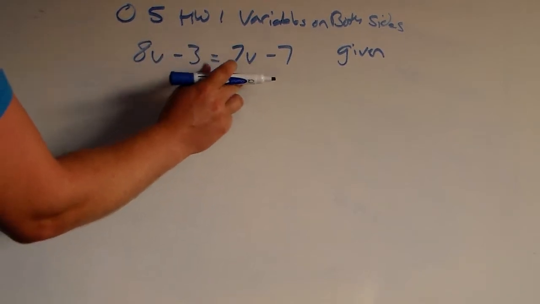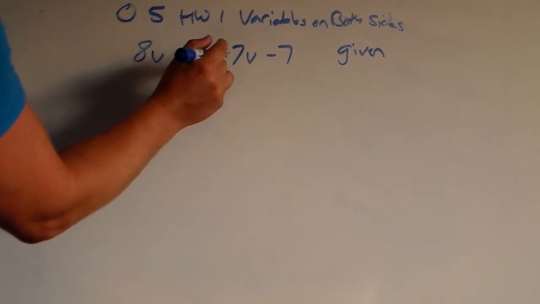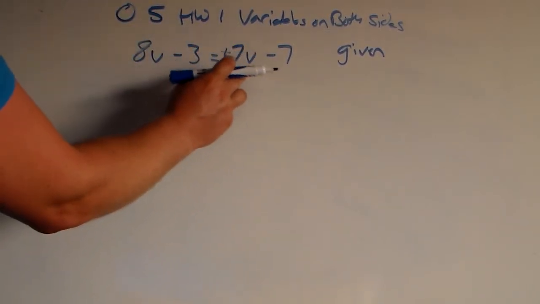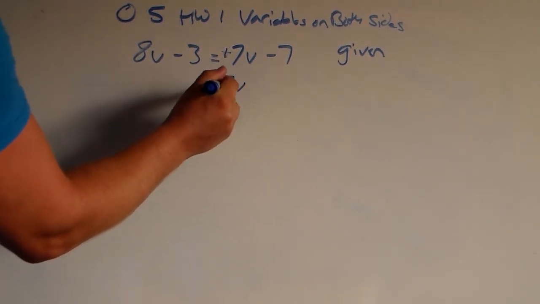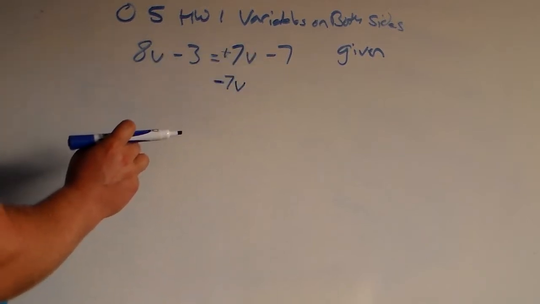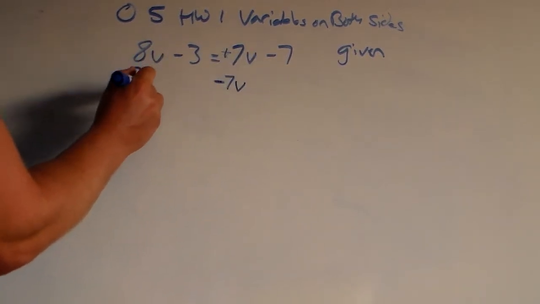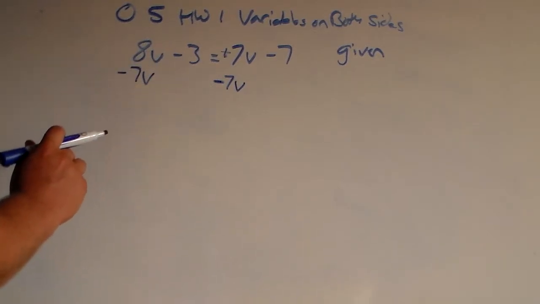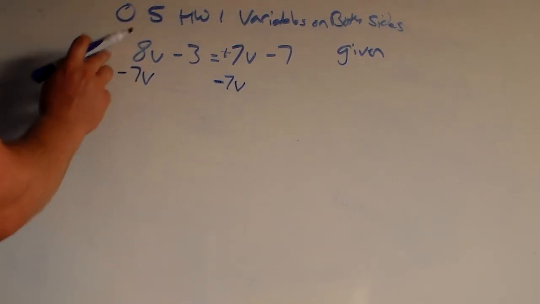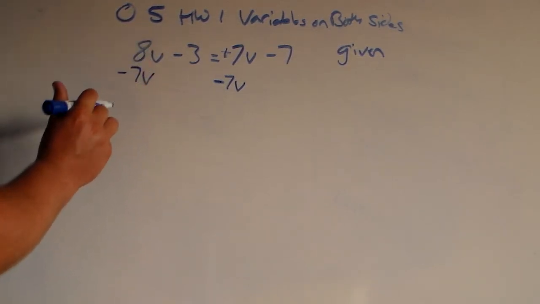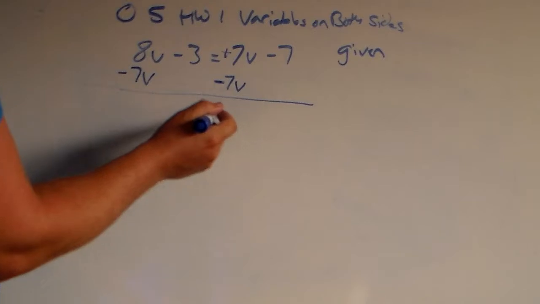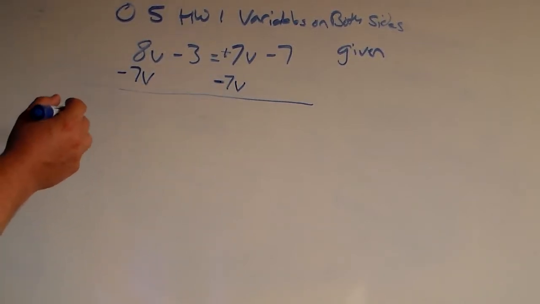So I look at the 7v. The 7v, that's a positive 7v, because there's the imaginary plus sign there. So the inverse operation of positive 7v is subtract 7v from both sides. So I subtract 7v from underneath the positive 7v. Now I'm going to subtract 7v and put that underneath the 8v, but not underneath the negative 3, because it has to be subtracting of like terms. The 7v has to go underneath and be subtracted from the 8v, because both of them are v to the first power. So we subtracted 7v from both sides of that equal sign.